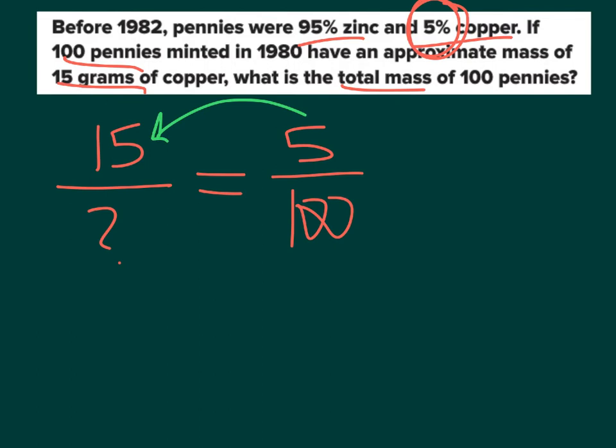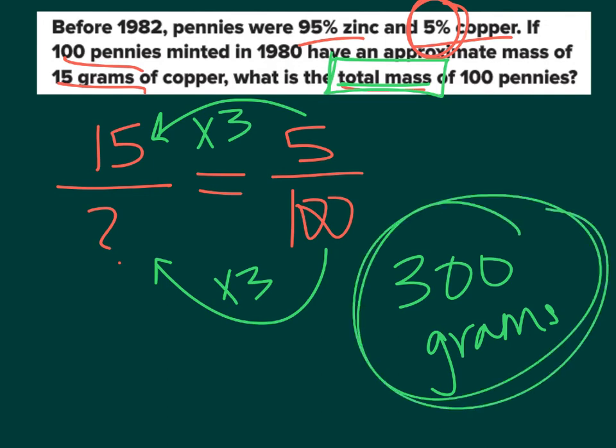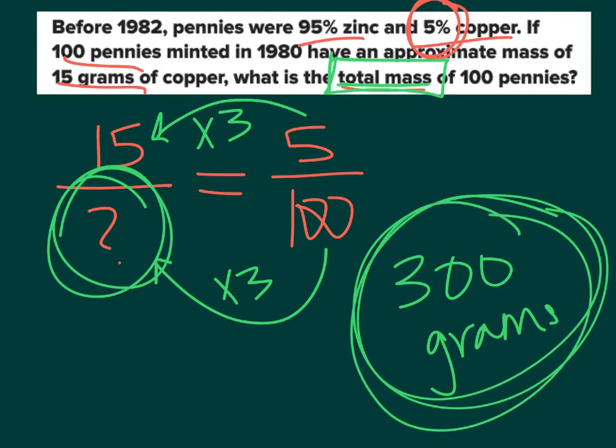So how would I go from 5 to 15? I would multiply by 3, so I would need to multiply 100 times 3, and that would get me a final answer of 300 grams, and that would be my total mass, or my total weight would be 300 grams. So you're using percent proportions in order to help you figure out the missing total. So instead of saying 5% of 300, you're actually figuring out what that total is originally.